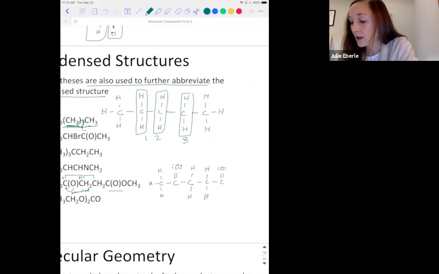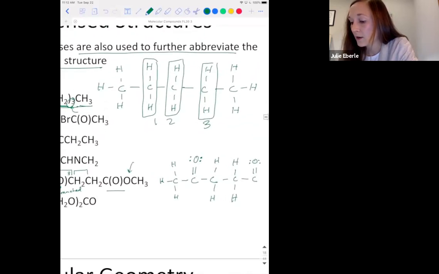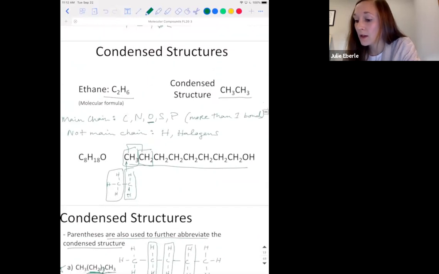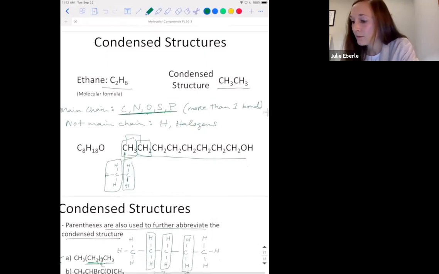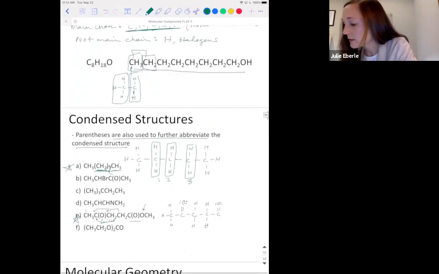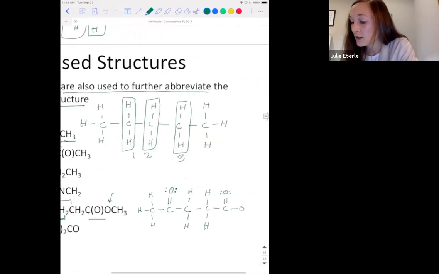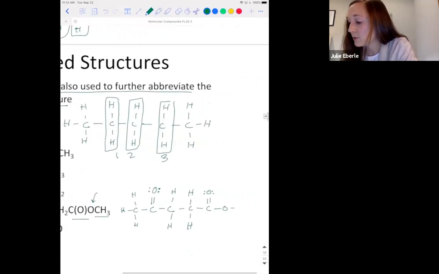Now, here's something new. We have an oxygen right here in our structure, but it's not in parentheses. So what does that mean? Well, we said earlier, oxygen can be part of the main chain. When you have an oxygen or any of these atoms right here that I'm underlining, when they're not in parentheses, they're part of the main chain. So what that looks like is I'm just going to draw an oxygen, connect that carbon. And then on the other side of this oxygen, because we know oxygen has to have 2 bonds, it's bonded to a CH3 group.